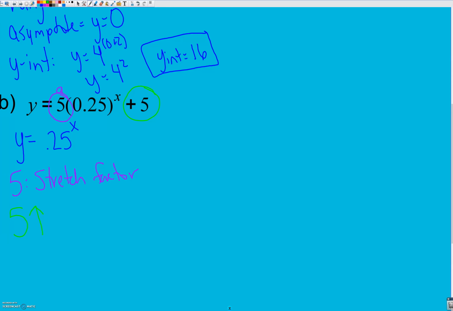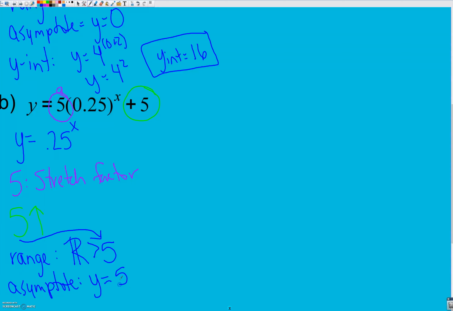Now, our domain is all real numbers. That never changes. Our range is our y values. So all real numbers, since we went up 5, instead of being greater than 0, we're going to be greater than this 5. Our asymptote follows. Remember, range deals with y's, your asymptote is a y. So if we change our height, it's a y. Y equals 5.